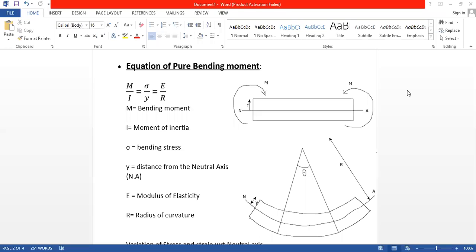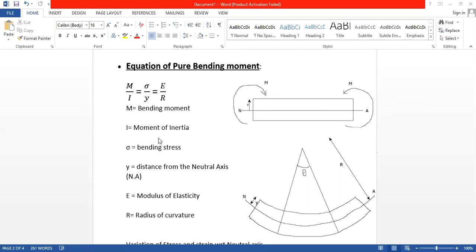So welcome students. In the previous classes, we had already derived the equation for pure bending moment and the expression for bending stresses under the action of bending moment, which was given as M by I is equal to sigma by y, which is equal to again E by R. Now, I have already annotated these terms, that is M. M is meant for the bending moment which is acting on the beam, due to certain external loads. I is the moment of inertia of the beam.